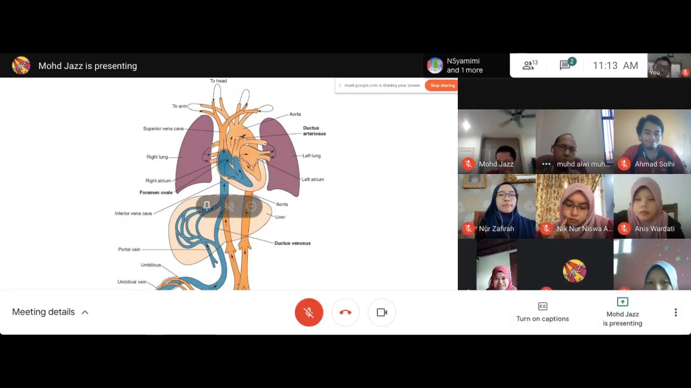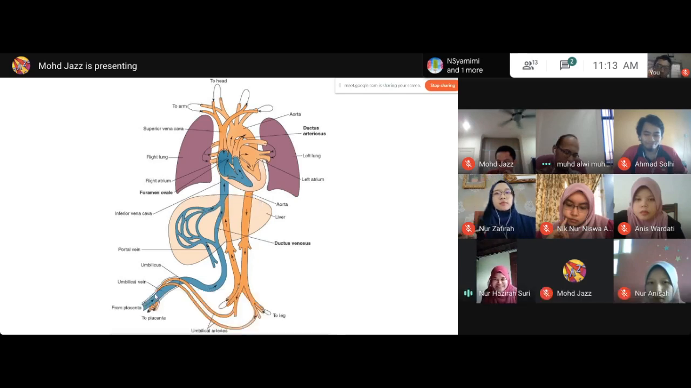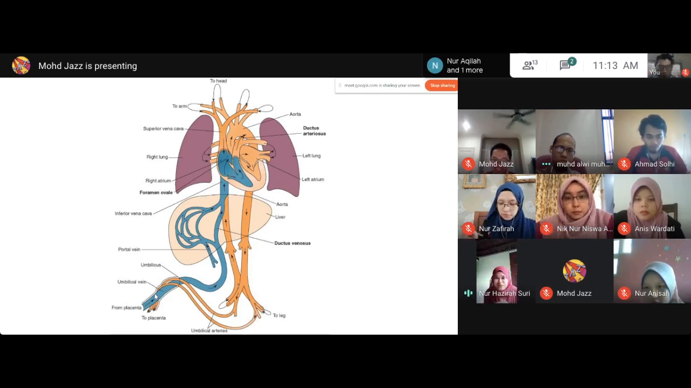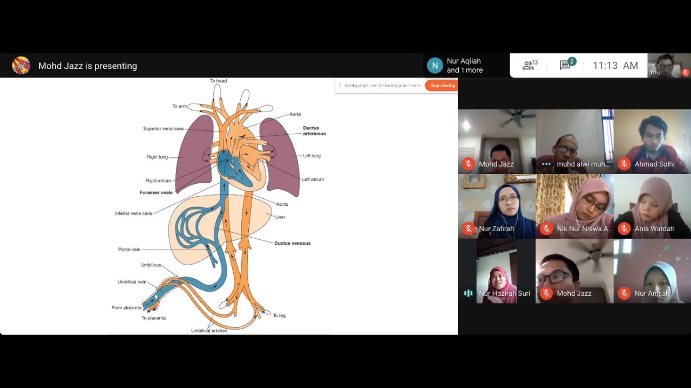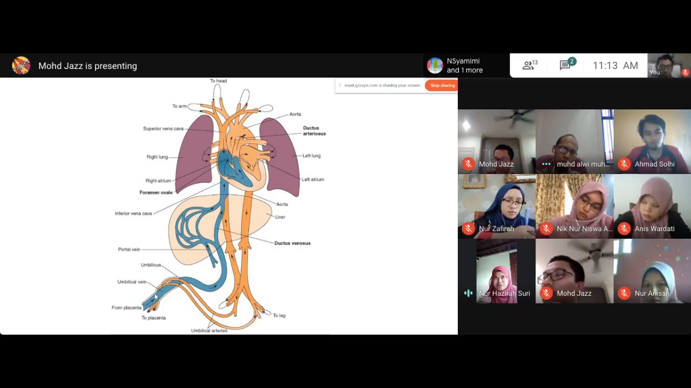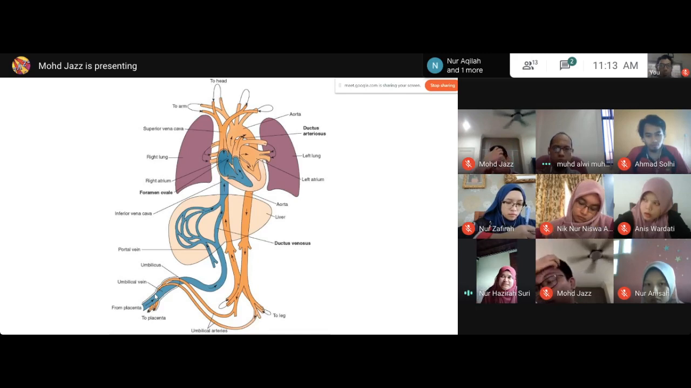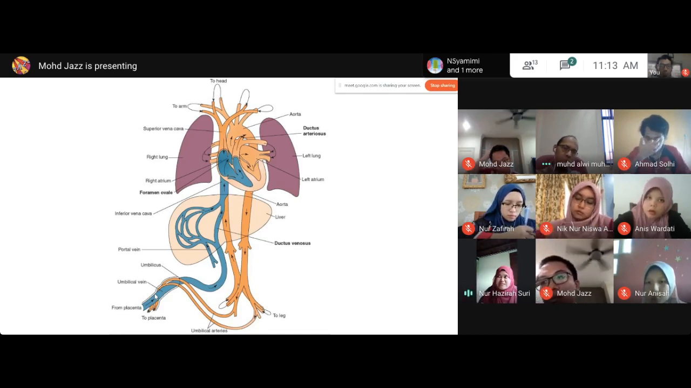As far as I read from the Nelson, it says that the upper part of the body is mainly supplied by the left ventricle, meaning that from the ascending aorta, it will supply the upper part of the body and also the brain. And then from the right ventricle, it will supply the lower part of the body, meaning that from the right ventricle to the descending aorta via the ductus arteriosus, it will supply the lower part of the body. But I'm not sure why.